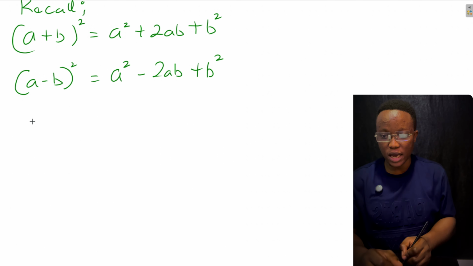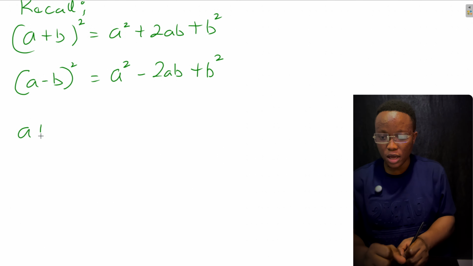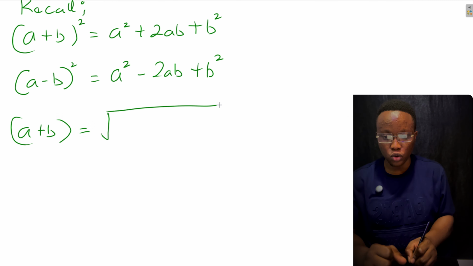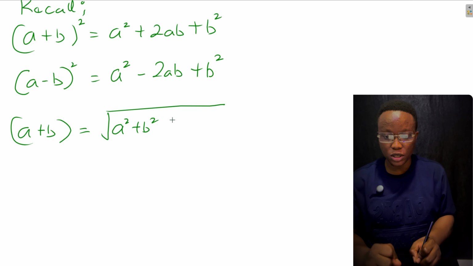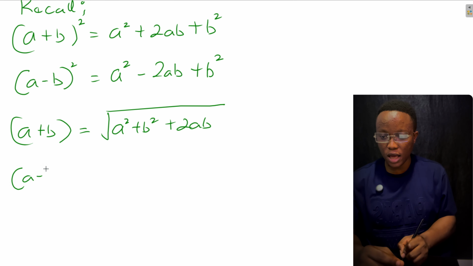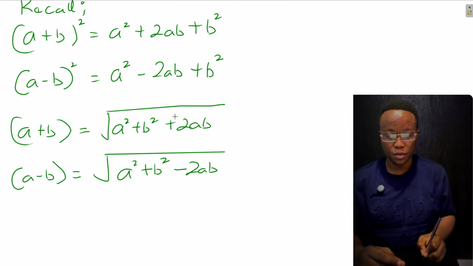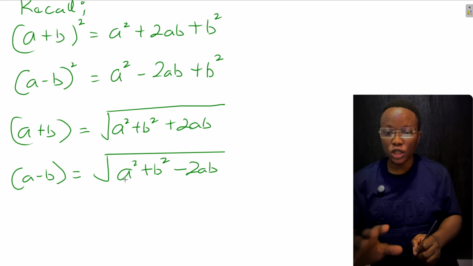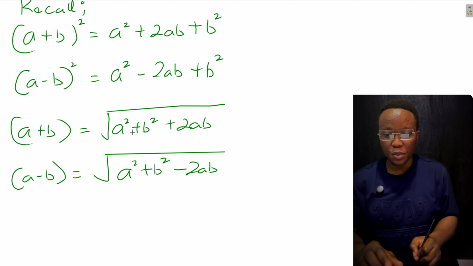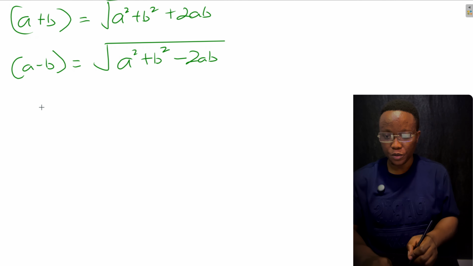So now we can say that a plus b must be the square root of a squared plus b squared plus 2ab, and a minus b must also be the square root of a squared plus b squared minus 2ab. So all we need to do is input the parameters for a plus b.